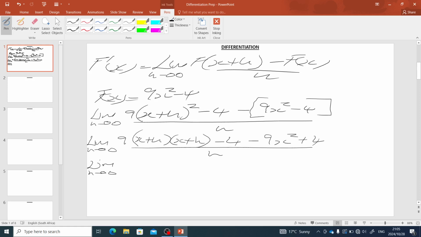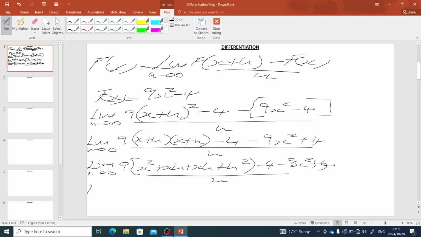Then here we are having x multiplied by x, it will give us x squared. x multiplied by h, it will be plus xh. Then h multiplied by x, it will be plus xh. Then h multiplied by h, it will give us h squared, close bracket. Then we're having minus 4 minus 9x squared plus 4, divided by h. Then it will be limit as h approaches 0. Then here we will add xh plus xh, then it will give us 2xh.